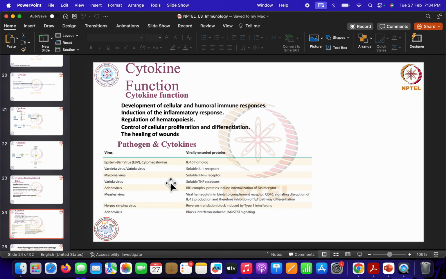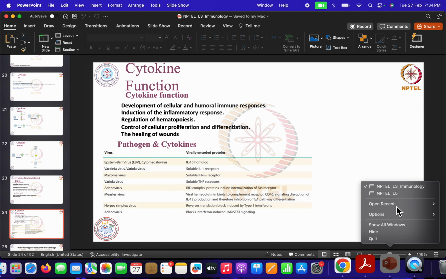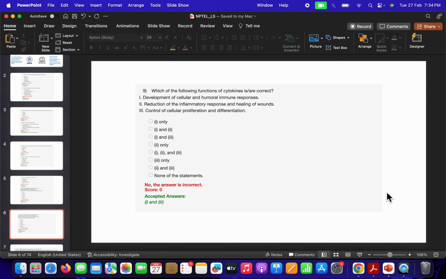Cytokine functions: development of cellular and humoral immune responses, induction of the inflammatory response. So cytokines induce inflammatory responses, not reduce them. Regulation of hematopoiesis, control of cellular proliferation and differentiation, and the healing of wounds. As I was telling, the healing of wounds was correct, but it's not reduction of inflammatory responses, so it was partially correct.